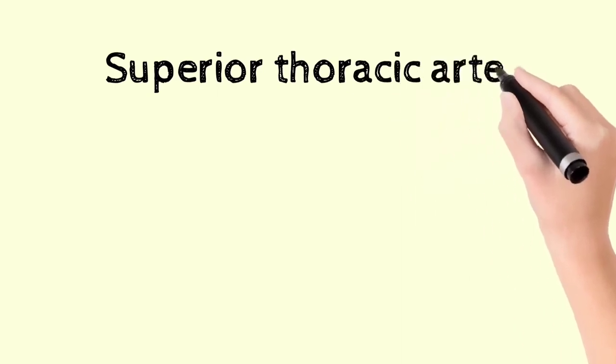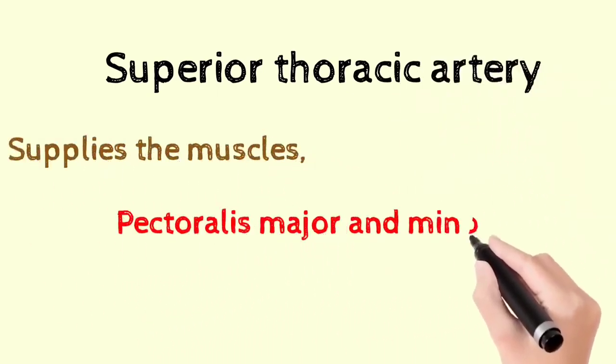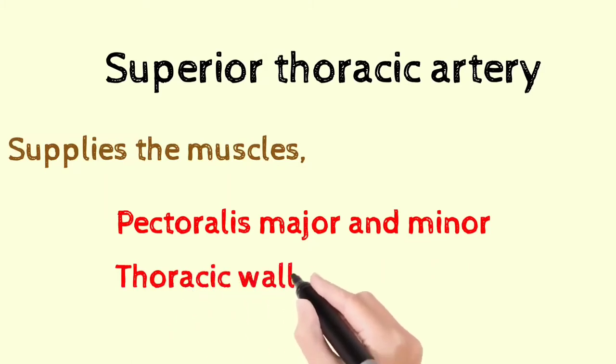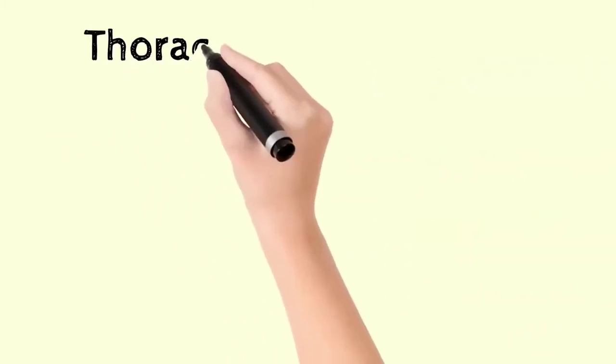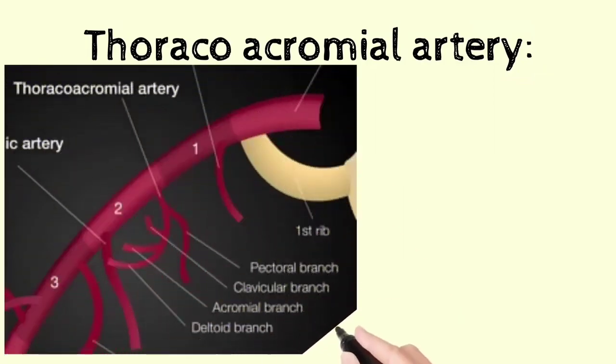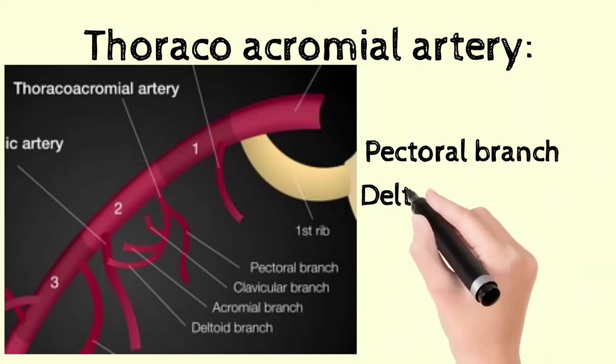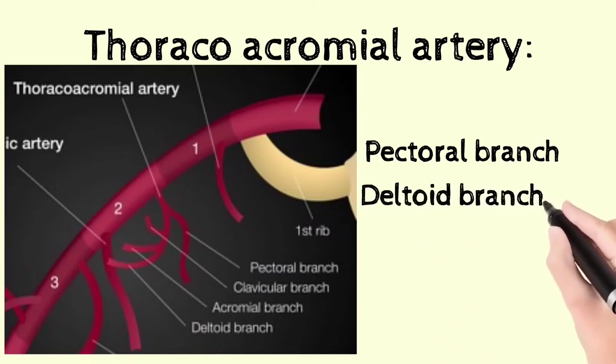Coming to the superior thoracic artery, it supplies the pectoralis major and minor muscles and also the thoracic wall. The second one is the thoracoacromial artery. This thoracoacromial artery gives four branches, namely the pectoral branch, clavicular branch, acromial branch, and deltoid branch.